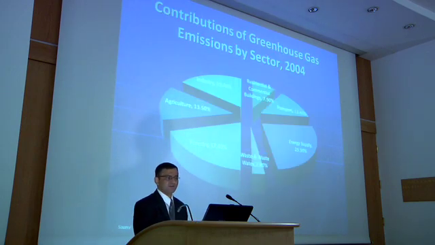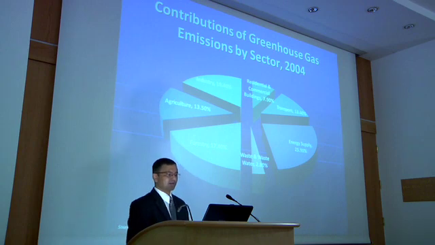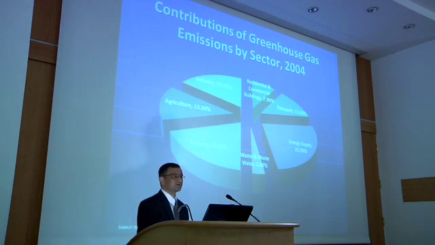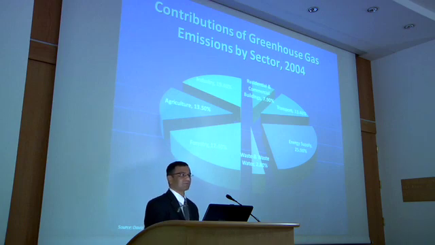So, contribution of greenhouse gas emissions by sector. When you look at this chart, it becomes evident that agriculture is one of the major emitters. If indirect emissions are taken into consideration, agricultural emissions account for somewhere between 17 to 33% of emissions.